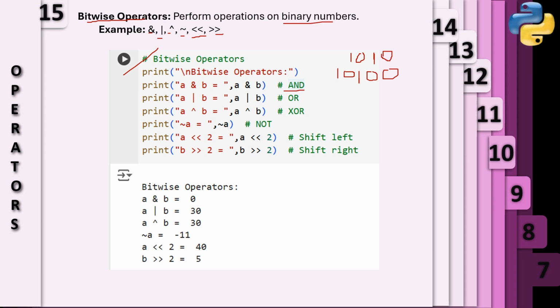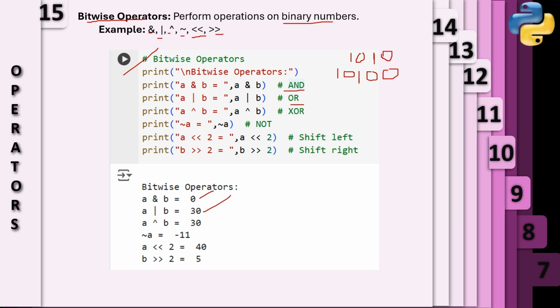As you can see, here no two bits are 1, so the result would be 0. Or sets each bit to 1 if one of the two bits is 1. So the result would be four ones and a single 0. And the binary result is 30.